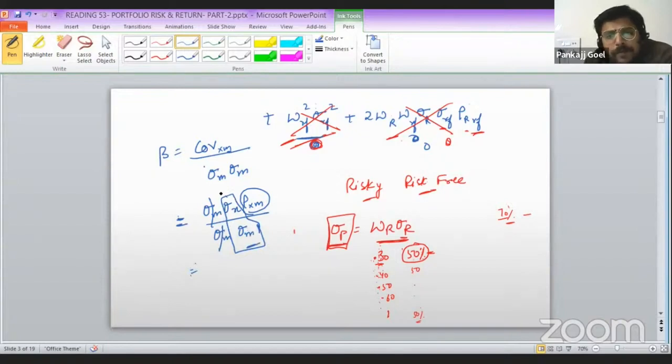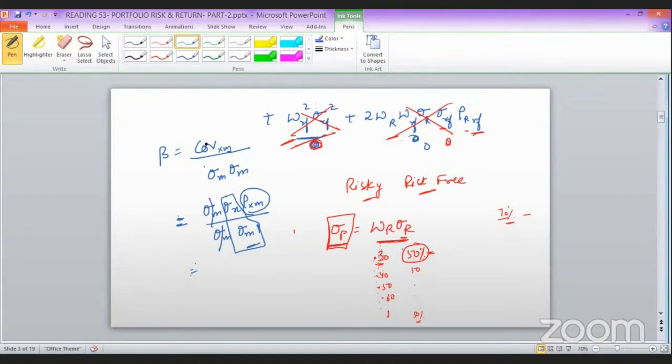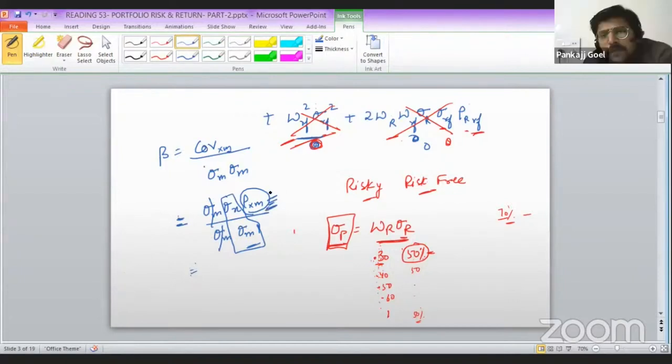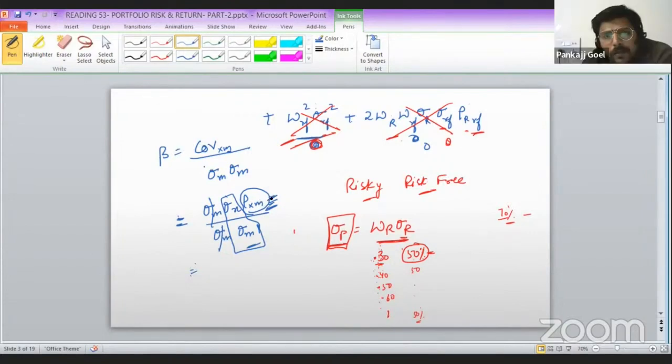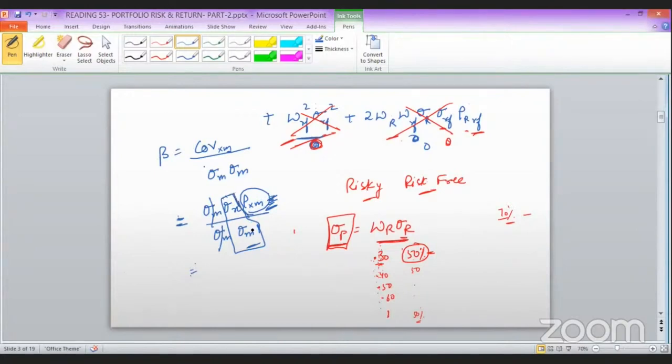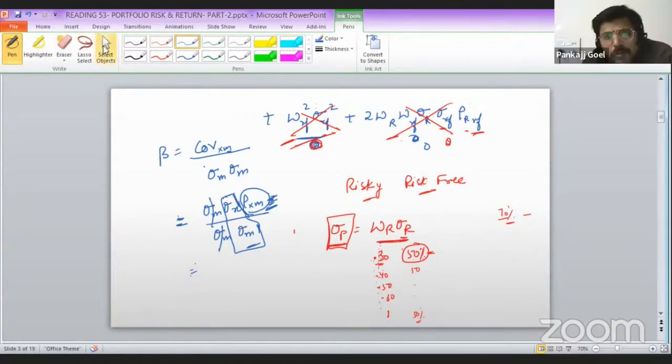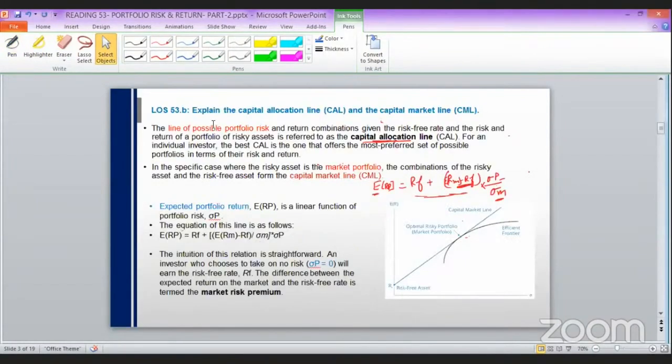Are you getting the point? See, if we say correlation is one, the market and the portfolio have the same kind of thing. So if we are assuming it to be one, only this portion is left. So definitely you can say this is kind of the CAPM equation.